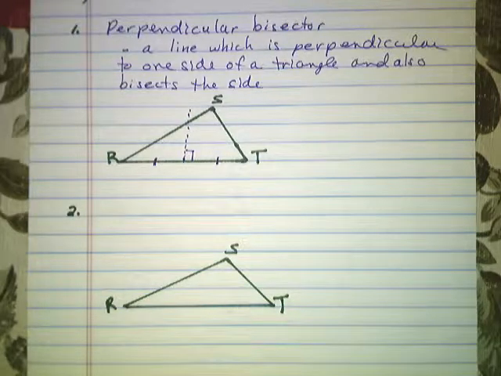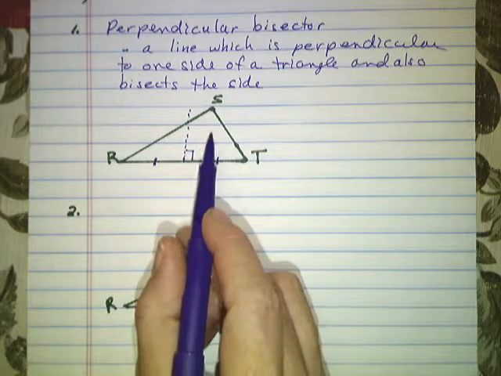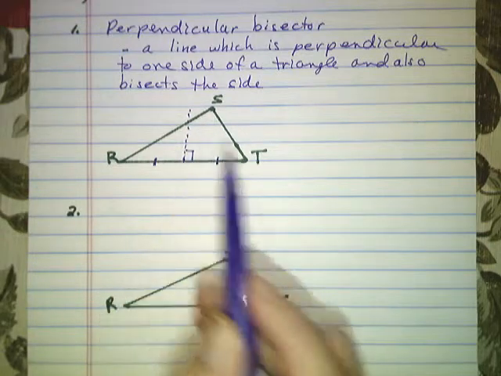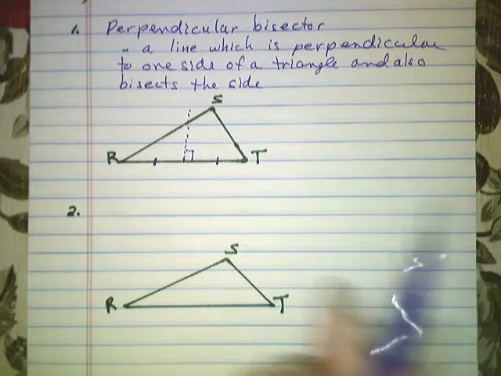Perpendicular bisectors do not necessarily go through a vertex of a triangle, as this one did not. Sometimes they do, sometimes they don't. It all depends on the triangle.